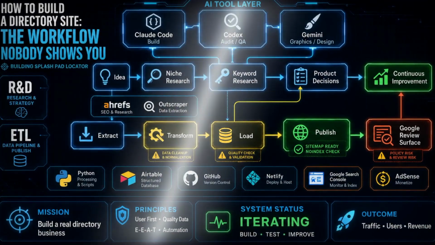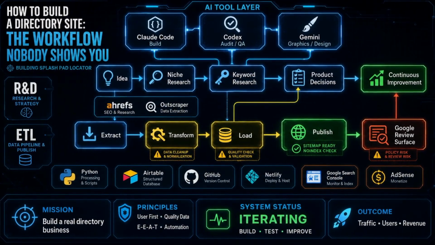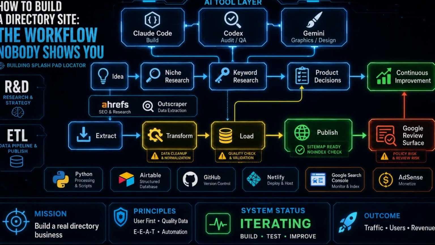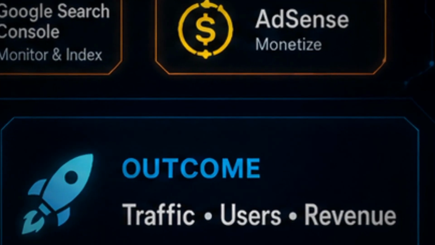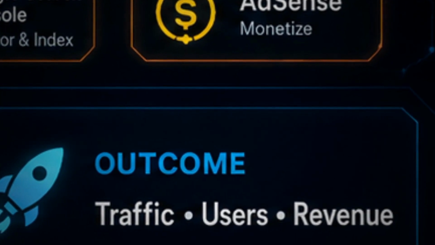So if you want to build a directory site, do not start with the question, how many pages can I generate? Start with better questions. What audience am I serving? What data do I actually need? What fields define a useful listing? What records should never become public pages? What does Google see when it crawls the site? And what workflow keeps the site improving after launch? That is the real directory site workflow. Idea, research, extract, transform, load, publish, audit, improve. If you copy one thing from this video, copy the sequence. Build the workflow before you scale the pages.